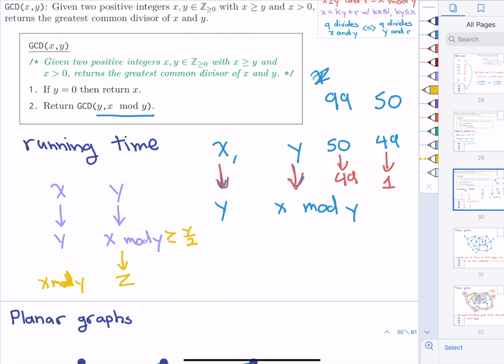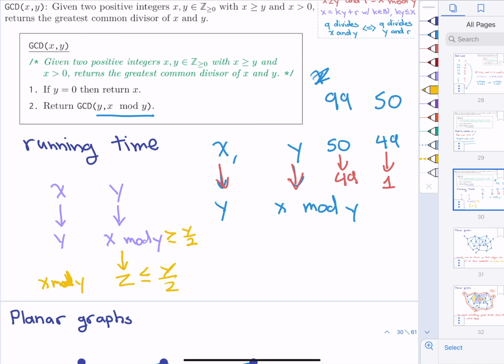So it's Y mod X mod Y, but it's Y mod something that's at least Y over 2. This should be at most Y over 2. Okay, because it would be like 100 and 51, so at most 49 can be the remainder. Okay. All right, so every 2 iterations, Y will drop by a factor of 2. So you need log Y iterations overall. All right, good. So that's much better than before.